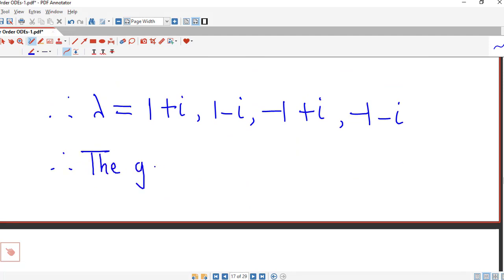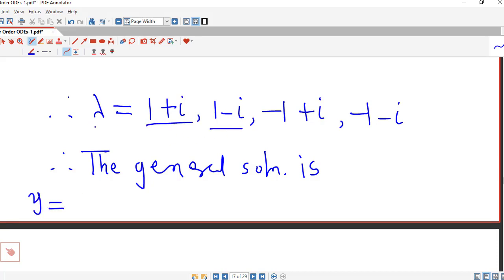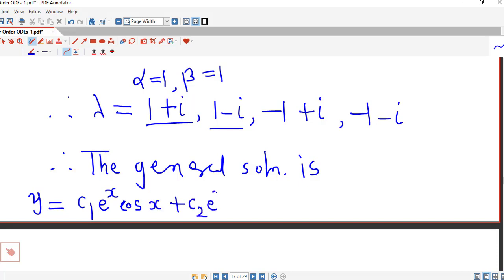So therefore the general solution is y equal to, first we write down the part corresponding to this pair. For this pair alpha is 1, beta is 1. So we have c1 e^(αx) cos βx, where alpha is 1 and beta is also 1. So we have c1 e^x cos x plus c2 e^x sin x. This is the part corresponding to this first pair.